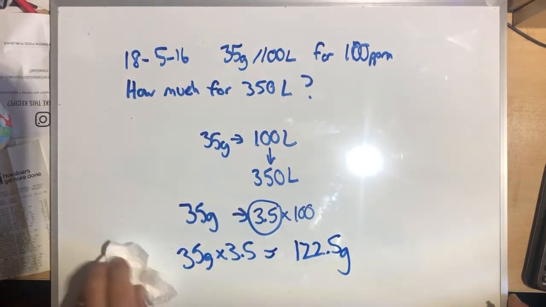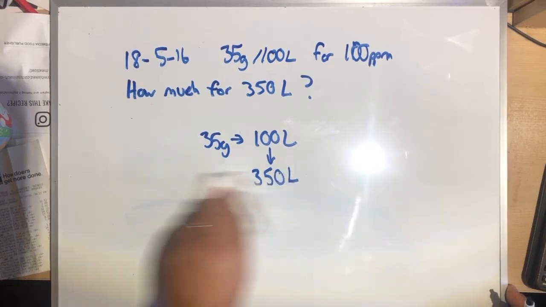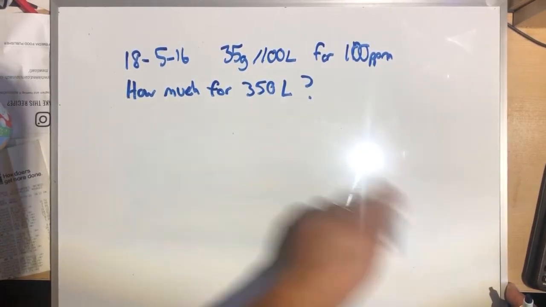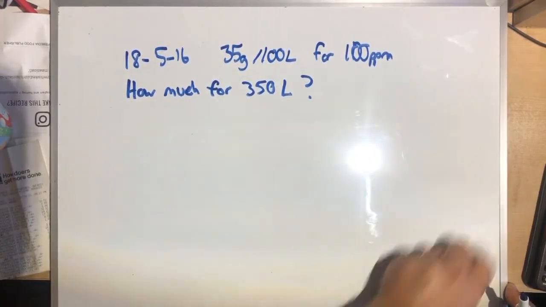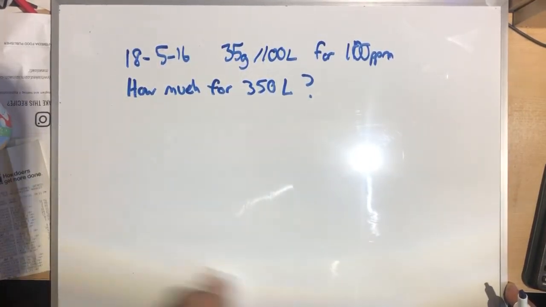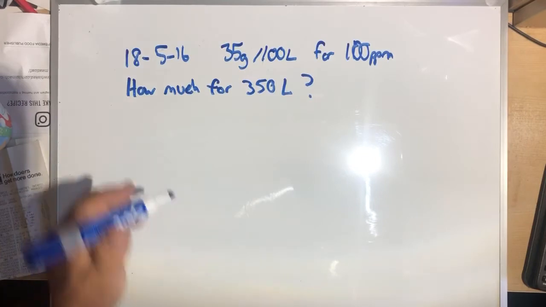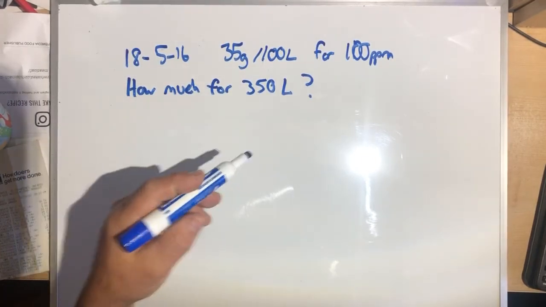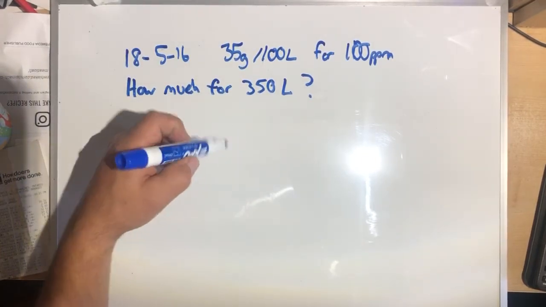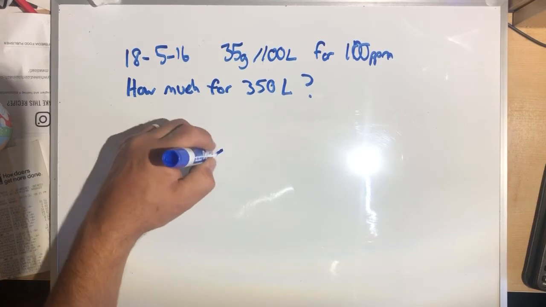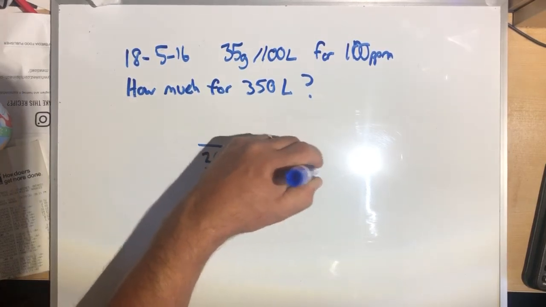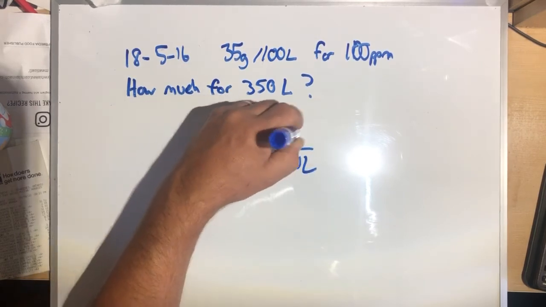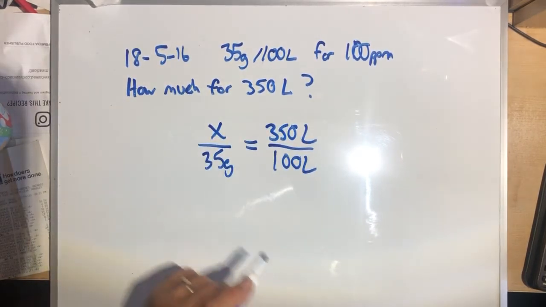So there's a couple of ways you can solve that question. And if you're confused on this and you want some more help, please email me and I will work through this with you individually. But try to start thinking like this. So, for example, if I say I have 35 grams, 100 liters, x, 350 liters. Solve for x.